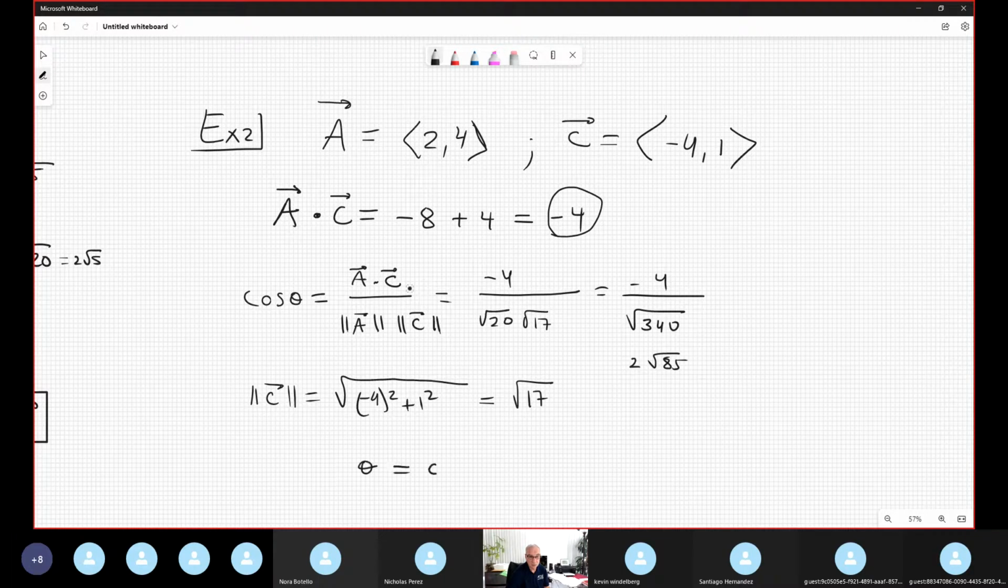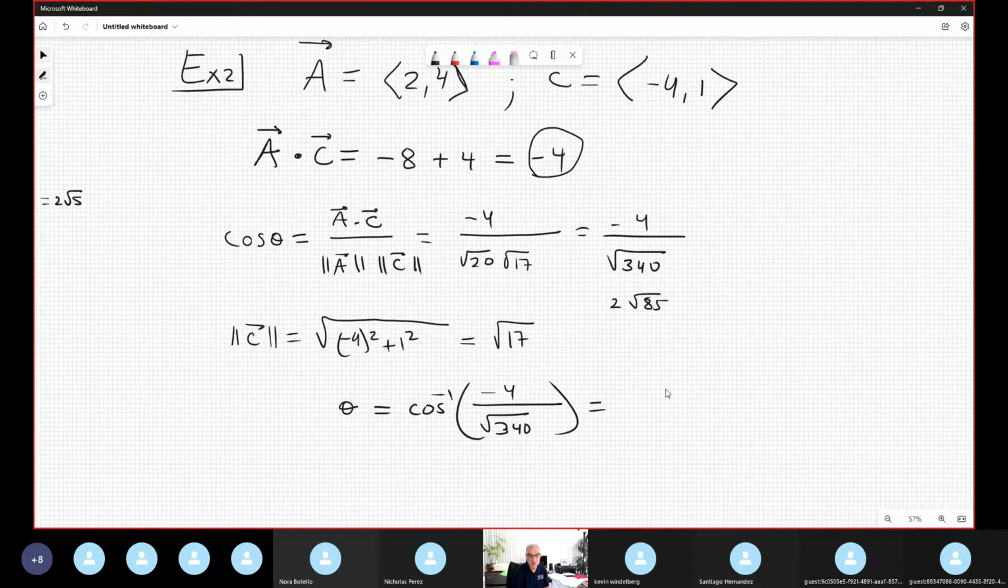is cosine inverse of -4 divided by the square root of 340. And you expect, when you find the cosine inverse of a negative number, that the angle is in the second quadrant. Makes sense, right? Do you remember the trigonometric inverse functions? And the answer, we need to put it in the calculator, right, Professor? Yeah. Please put it in the calculator.